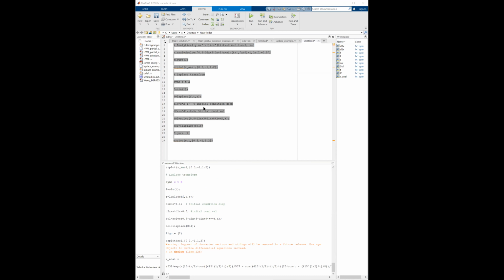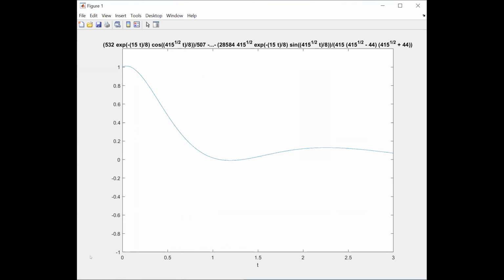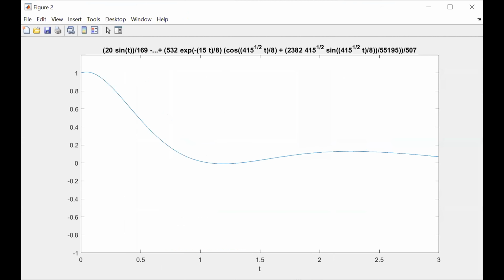And once you evaluate the code, you will have two figures. One figure is from the analytical solution, that would be figure 1. The second figure will be from the numerical solution, the Laplace transform solution, and I'm going to show you my solutions. First, this is figure 1. This is the analytical solution. I'm going to show you figure 2, which is the Laplace transform solution. And they look the same. Are you with me so far?